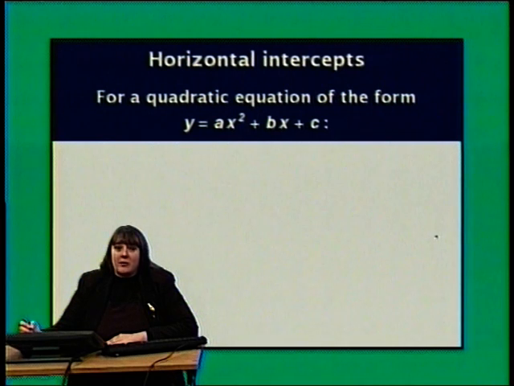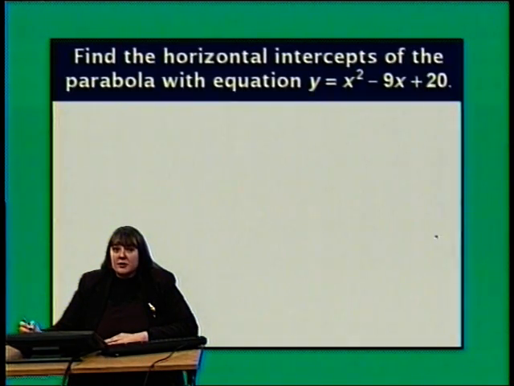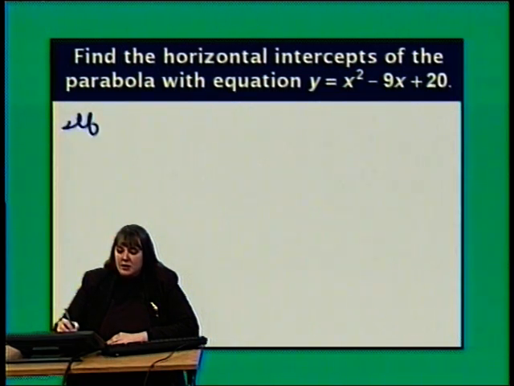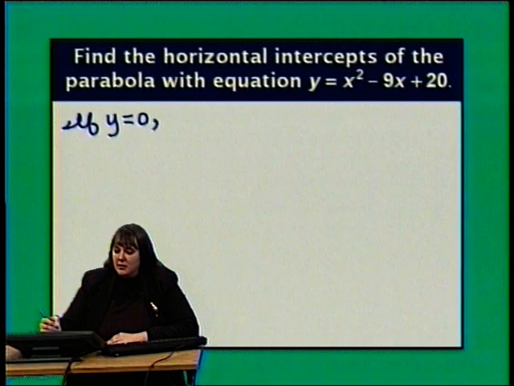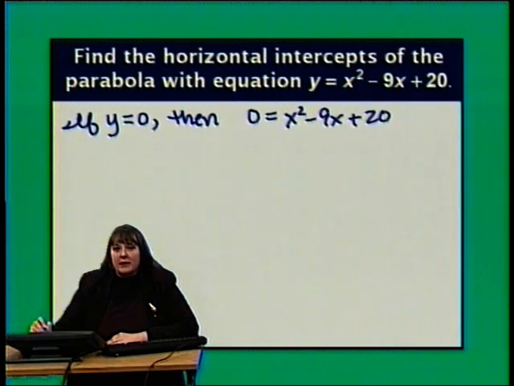Well, what about quadratic equations? For a quadratic equation of the form y equals ax squared plus bx plus c, the x-intercepts are also the solutions to the equation of the form (x sub 0, 0). So if we want to find the horizontal intercepts of the parabola with the equation y equals x squared minus 9x plus 20, we again need to let y equal 0. So if y equals 0, then we have 0 equals x squared minus 9x plus 20.